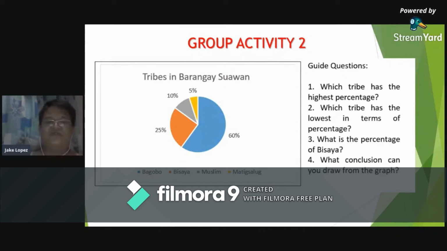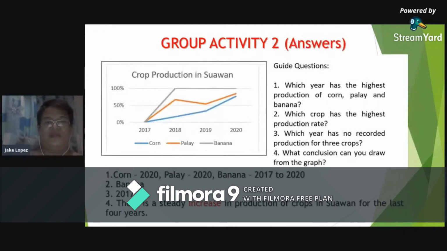What is the percentage of Bisaya? So Bisaya, this orange, is 25%. And what conclusion can you draw from the graph? So the conclusion would be that the population of tribes in Barangay Sawawan consists mainly of Bagobo. I mean, the major tribe that has the most number of population is Bagobo. All right. So we have the group activity number 2.